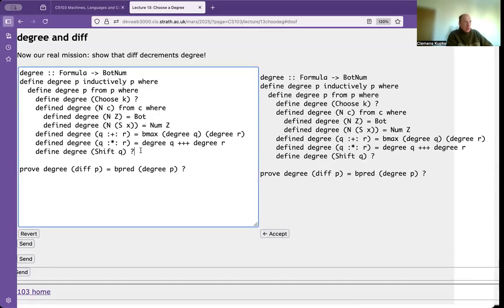Let's do the next most easy thing. What do you think the degree of shift Q is? If you think about what shift does to the graph of an operation, it just moves it sideways without changing the shape of it at all. So what do you think shifting does to the degree of a formula?